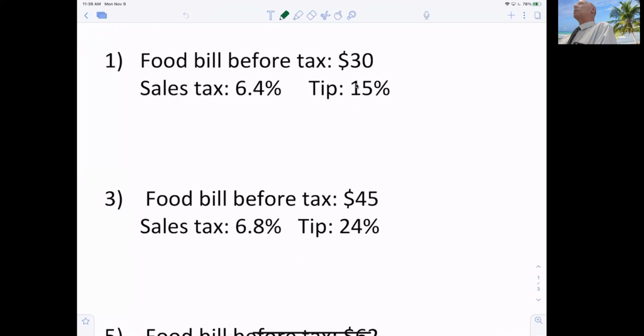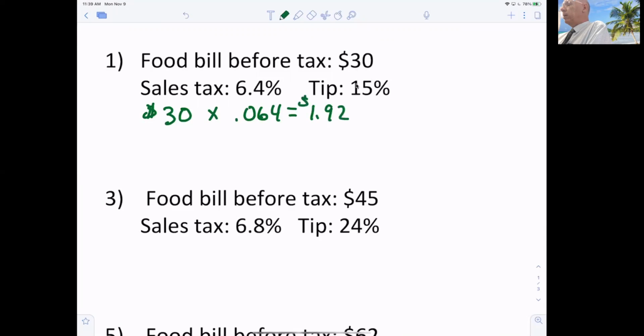So I'm going to do it super slow first. I'm going to take the $30, and I want everybody to multiply that by 0.064. Everybody, actually. And then tell me what's up on your calculator. 1.92. So then right next to $1.92, what does $1.92 represent? The amount of tax you have to pay. That's exactly right. That's the tax you have to pay.